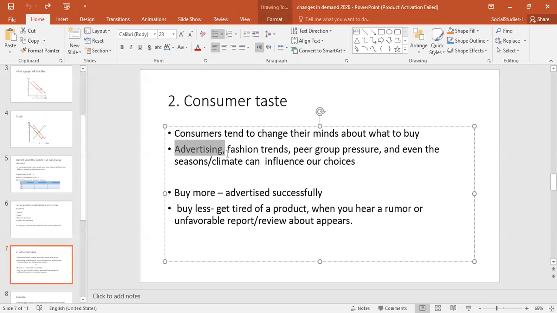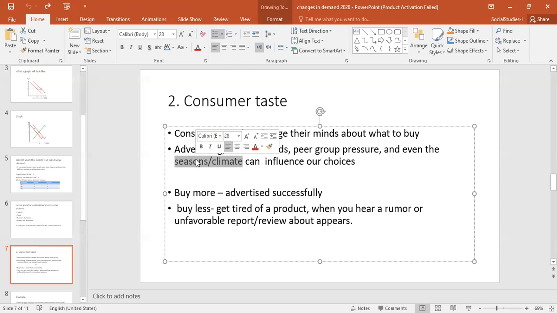Advertising is a big one because, again, the purpose of advertisements, whether they are commercials on television, in the newspapers, or billboard ads that we see on the streets or on the highways, is to convince and to persuade us to change our consumer taste, to increase our demand towards buying certain products. Okay, also seasons. Seasons and climate can also influence our consumer taste.